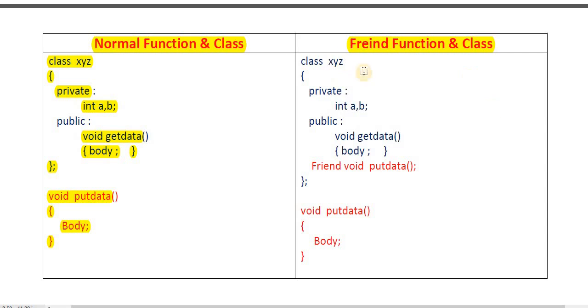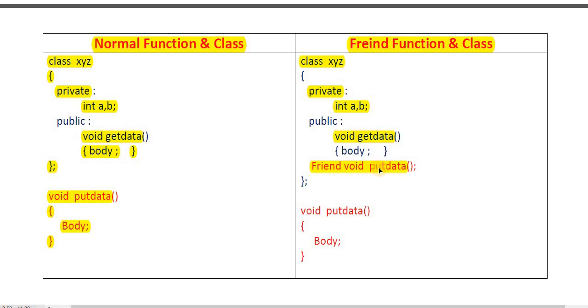Now you can see on the right side, the same class and same function are there. The XYZ class is also there. Here also two data members A and B are declared in the private section, and get data is a member function of the XYZ class. After that, we have written one line, friend put data. We are not defining the body of put data inside the class, we are just declaring the name of the put data function.